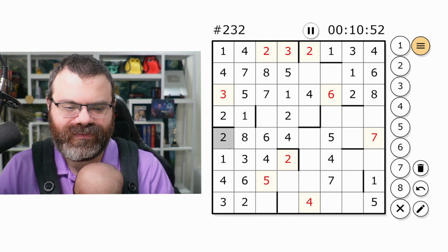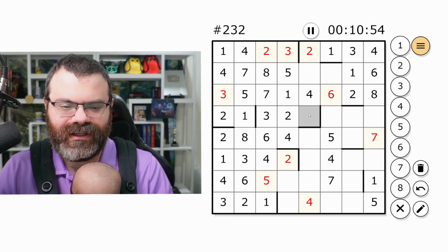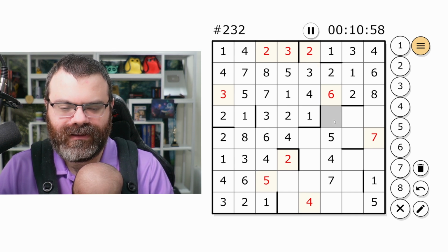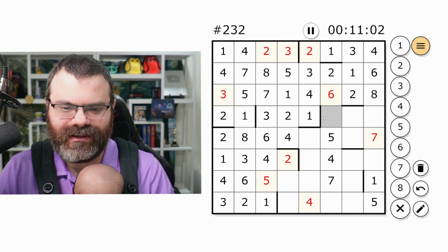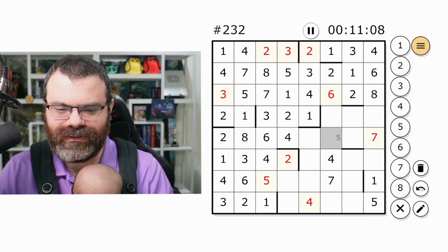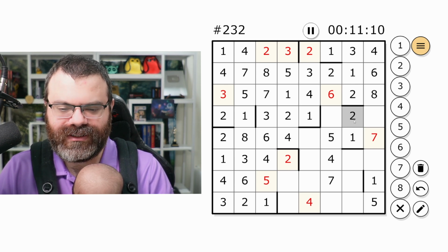This can't be 2, so that's 3 and 2. That places 1. 3 and 1. 3. This is 2. Remember, 1, 2, 3s are the only digit left. That makes this a lot faster to look at. We need 1 and 3 across here. This can't be 2. So this is... Oh, shoot. This was a 5. This is 1, this is 2.